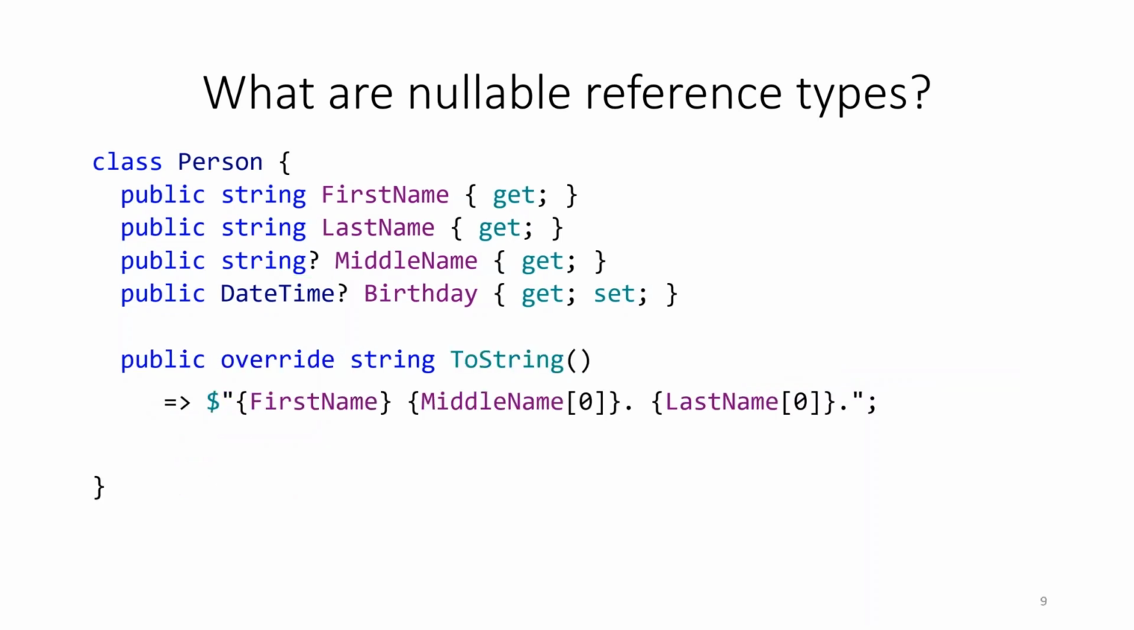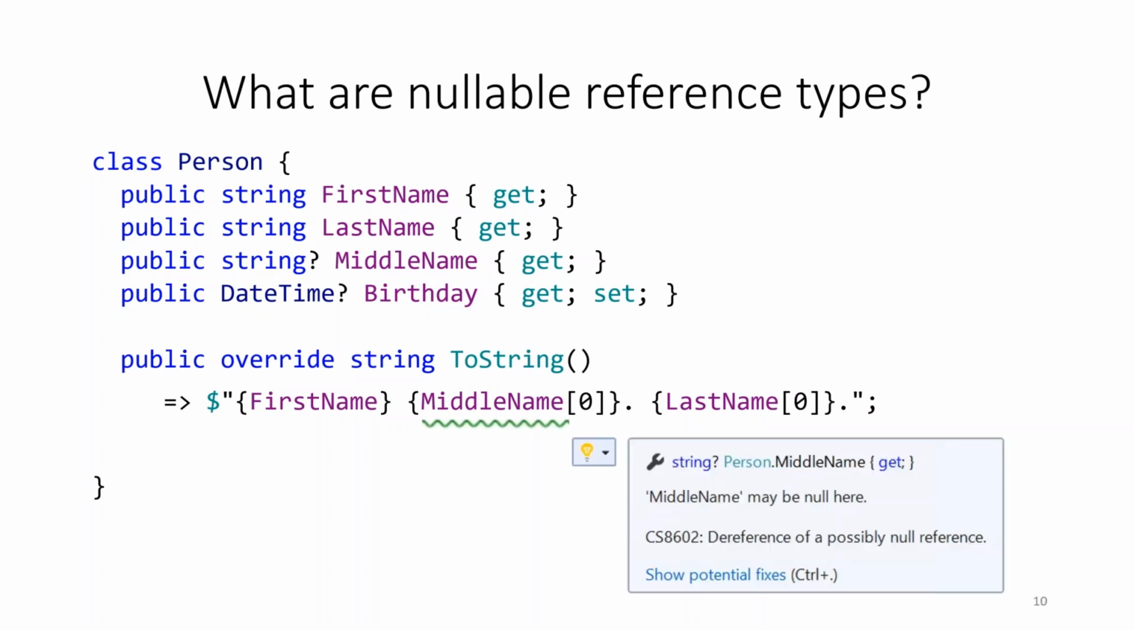And now if I use these properties, for example, to write this ToString method and print the person's first name and the first letters of their middle and last name, the compiler is able to tell me that I'm using the middle name property without checking it first, and it might contain a null value and result in a null reference exception. So it emits a warning there.